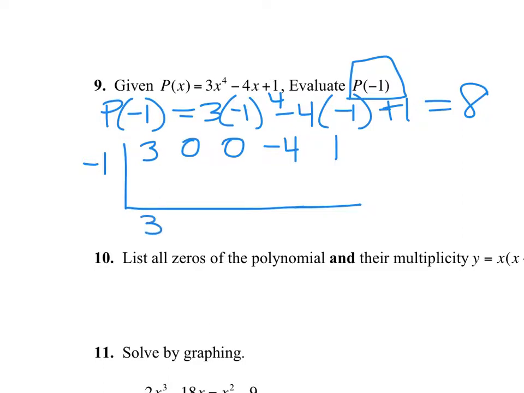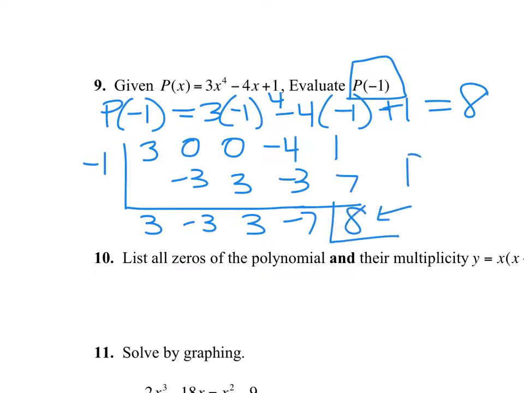So bring down the 3. 3 times negative 1, negative 3, negative 3, 3, 3. Am I doing this right? Negative 3, negative 7, 7, 8. Yay! So my answer to p of negative 1 is 8.